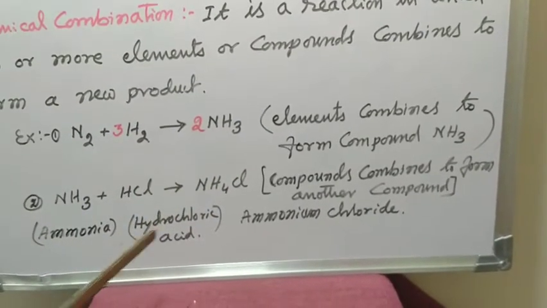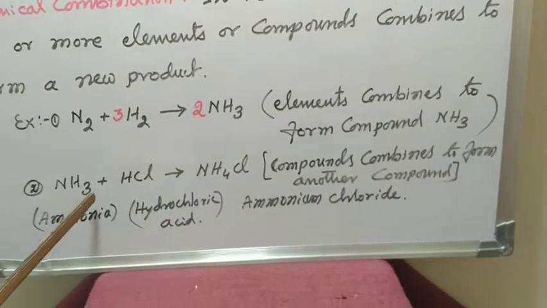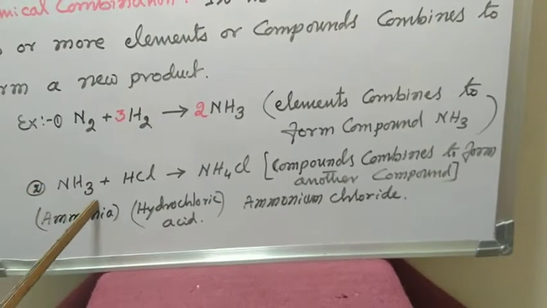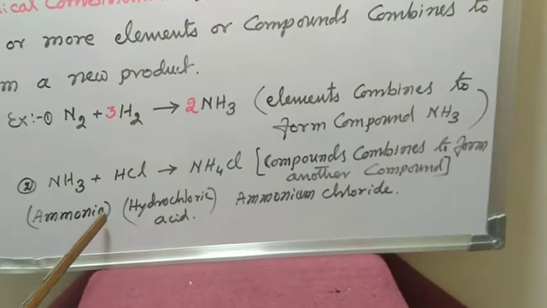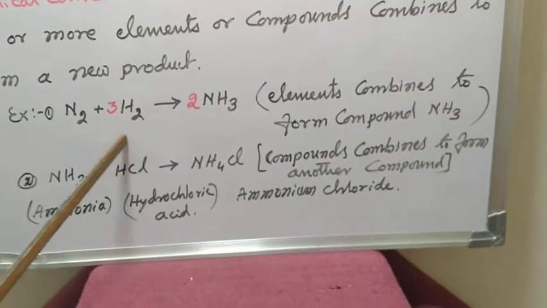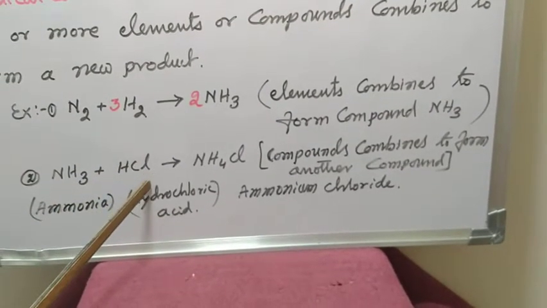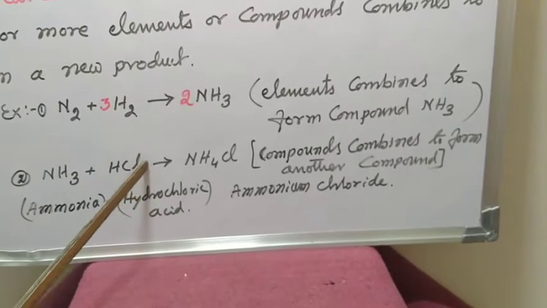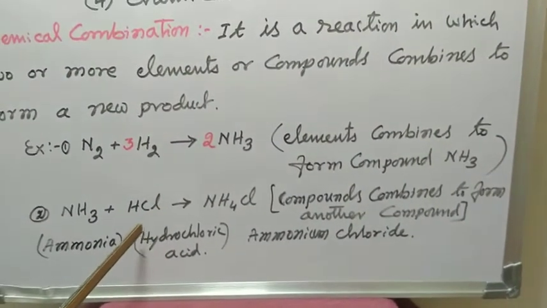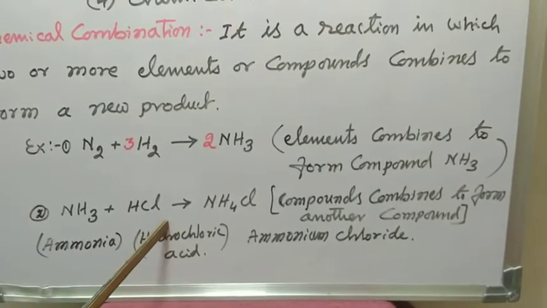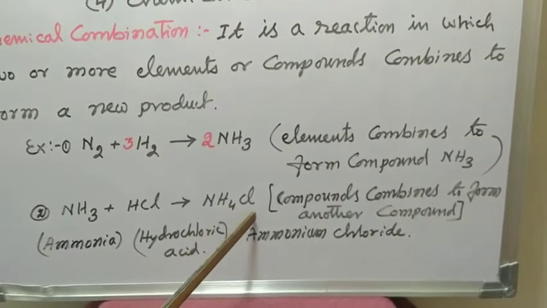Here, we should know the formula and name also. NH3 means ammonia. HCl means hydrogen chloride. If we do an arrow mark like this, then it is a liquid hydrochloric acid. This is ammonium chloride.